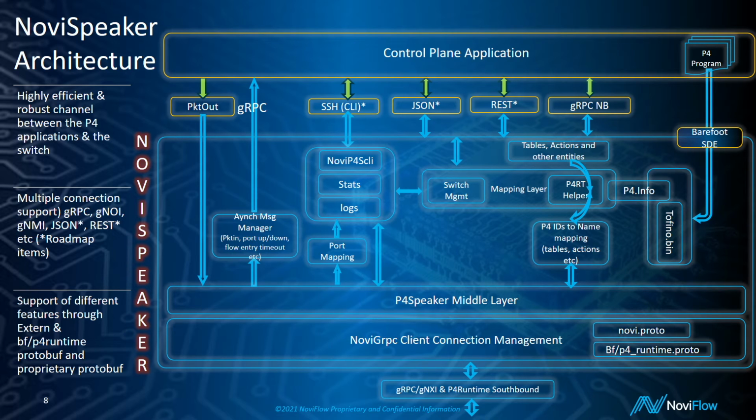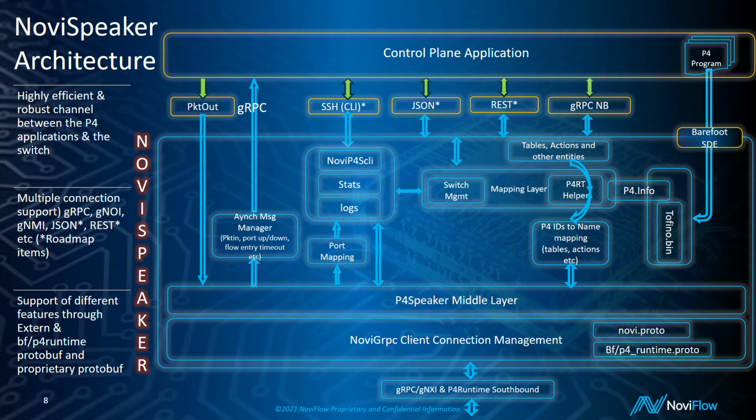There is another protobuf file we use for the northbound interface on top of the NoviSpeaker that manages the interface between the business applications and the NoviSpeaker, and I'll talk about it later in this presentation. Okay, so on top of this connection management layer, there is a P4 middle layer, and that basically translates all the information in the format north and southbound interfaces understand.